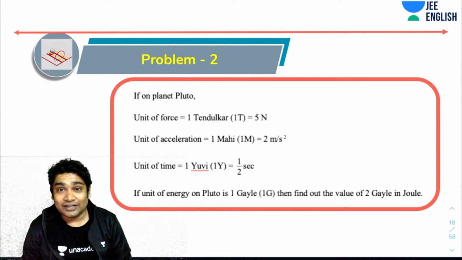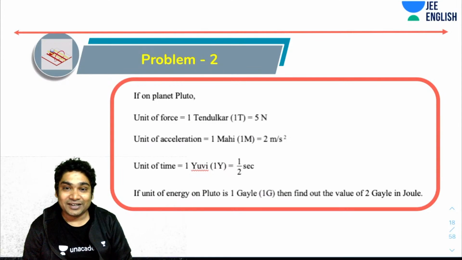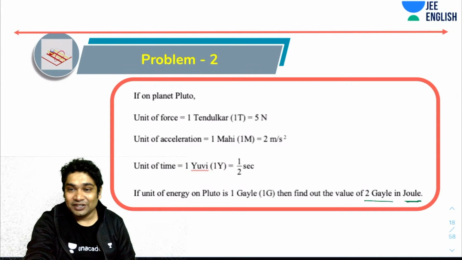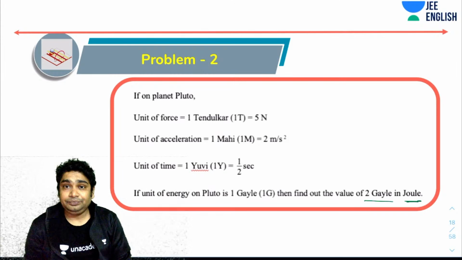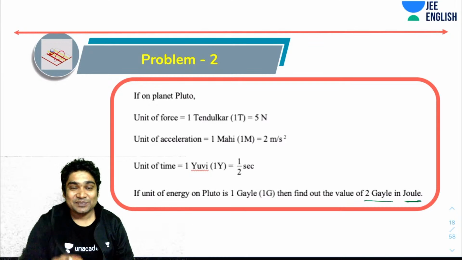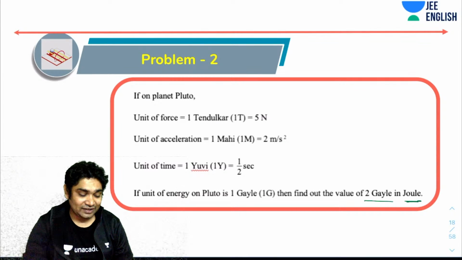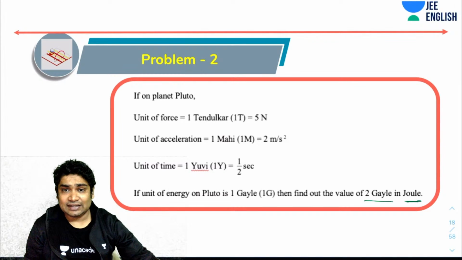Then if the unit of energy on Pluto is 1 gale, then you have to find the value of 2 gales in joules. What will be the relation between the unit 2 gale and joules? Okay, so give it a try. Let's see. Okay, hurry up. So very simple. You have to use dimensional analysis in the solution. Okay, figure this out. So try using dimensional analysis, and this is easy enough.